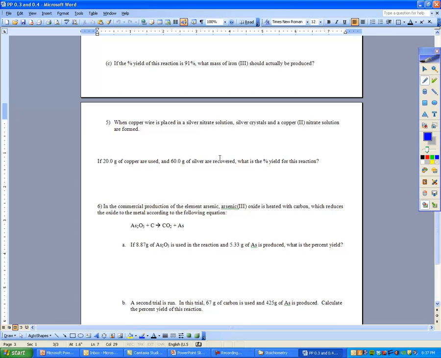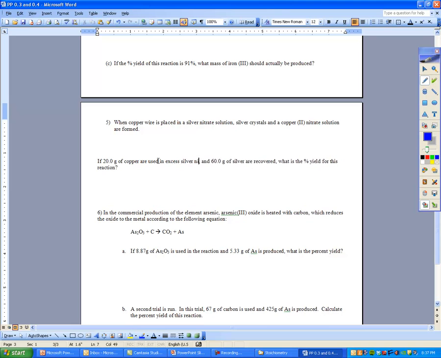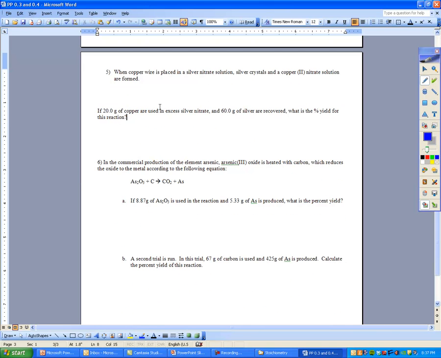I need for you to make a correction in number 5. So right now, while you're thinking of it, in number 5 it says if 20 grams of copper are used, let's say in excess silver nitrate. So that one you don't have to do a limiting reactant problem. Okay, so go ahead and do that for me, please. So we just added in excess silver nitrate.